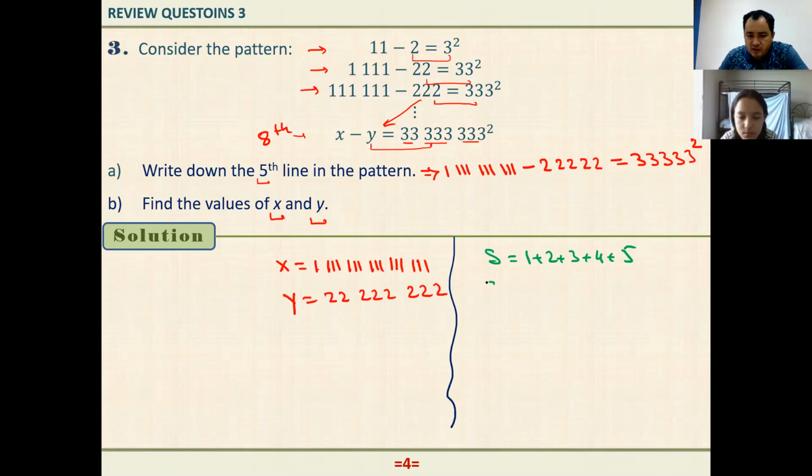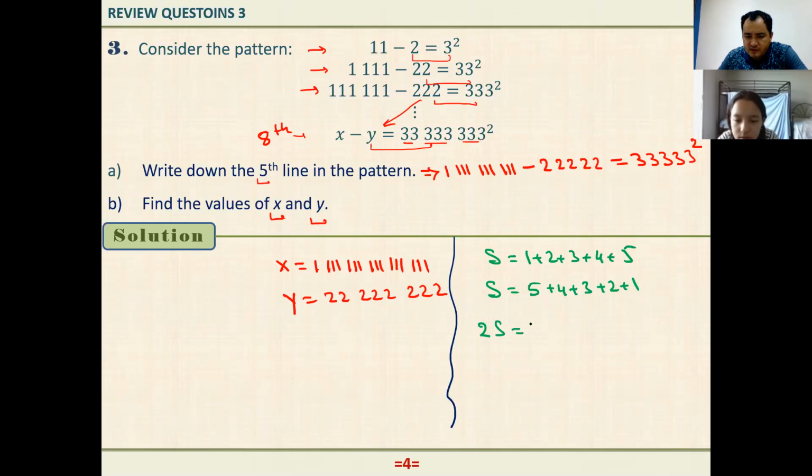Let me just write this in the opposite way. Here we have 5 plus 4 plus 3 plus 2 plus 1. Are they equal to each other? Yeah, exactly the same thing, just written in the opposite direction. Now, if I add side by side, S plus S, it is 2S.